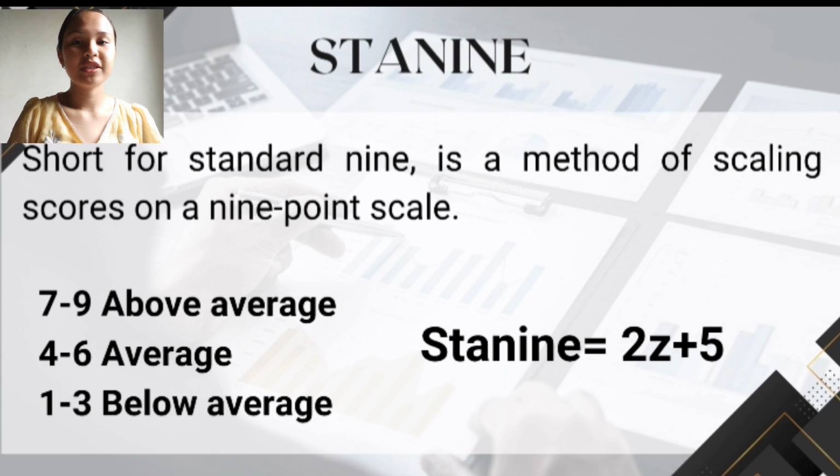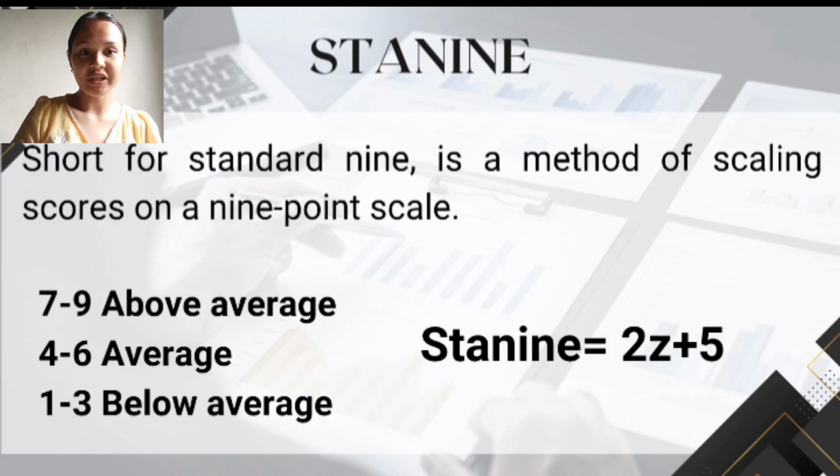Now, let's proceed to STAR9. STAR9, short for Standard 9, is a method of scaling scores on a 9-point scale. It is a 9-point grading scale ranging from 1 to 9. So unlike t-score and z-score, the mean of STAR9 is 5 and the standard deviation is 2. And as you can see on the screen, that is the formula of STAR9.